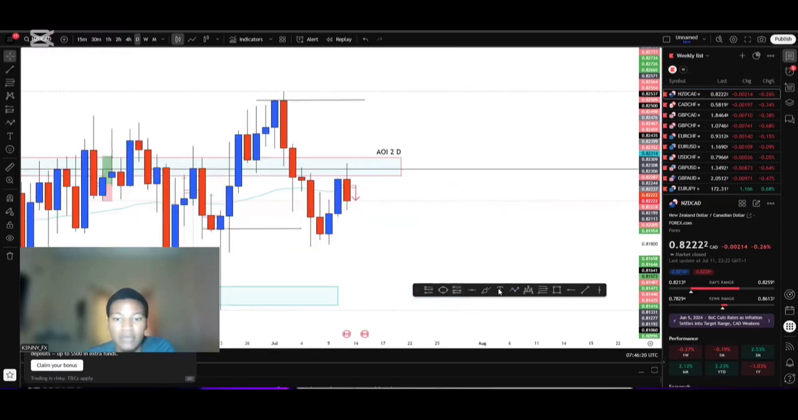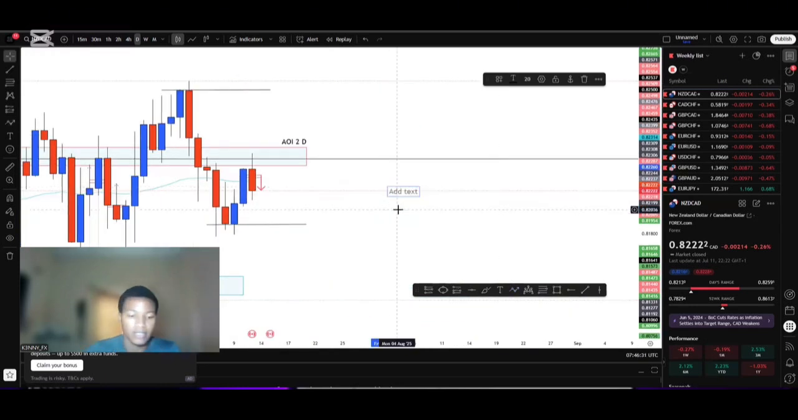You can decide to type it up. You can say number one, weekly, bullish, then daily, bearish, as we are building up the confluences that are making us want to sell.